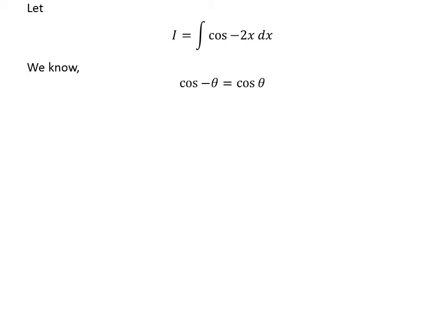As we know, the trigonometry identity cosine of minus theta is equal to cosine of theta. The video explaining how to derive this identity is appearing in the upper right corner. Also, the URL address of the video has been mentioned in the description section. So I is equal to integration of cosine of 2 times x with respect to x.